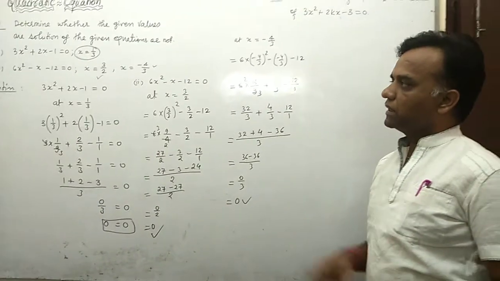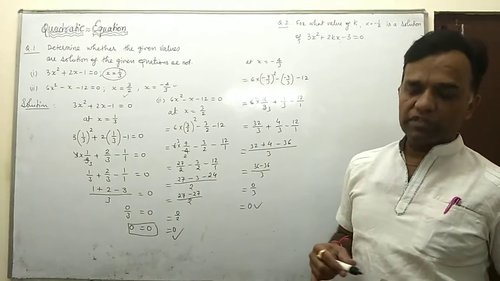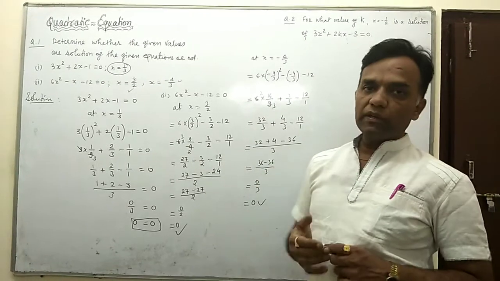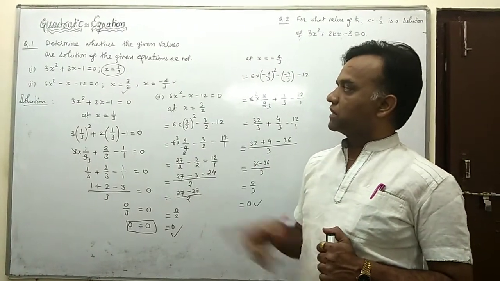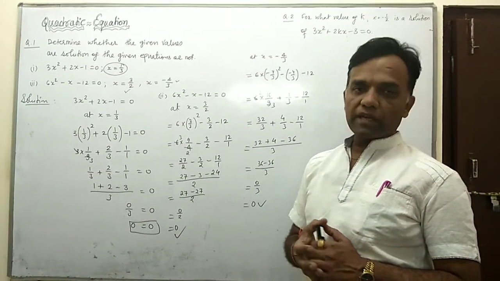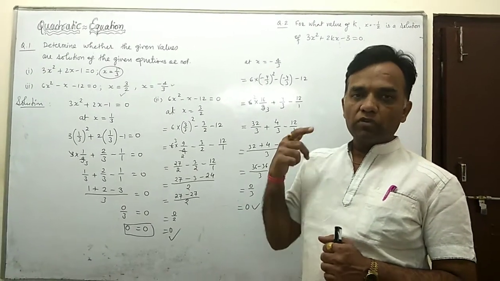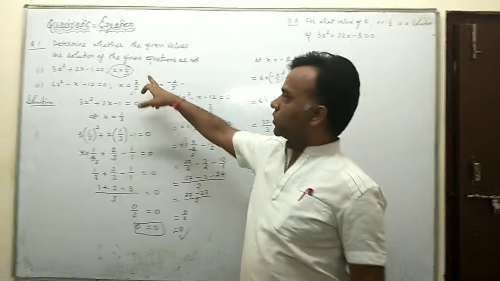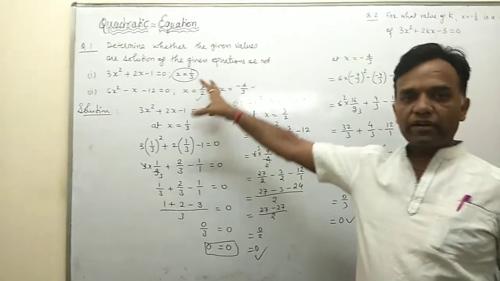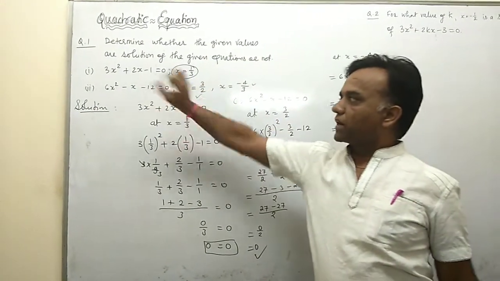So here there are two examples. In the first, one value is given and we check the solution, because the given polynomial's highest degree is 2, so you get two answers, two zeros, two roots. Only one root is given, and then we check, and yes, that root is a part of this equation.